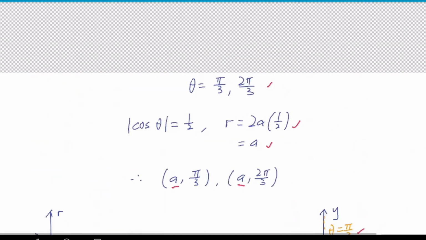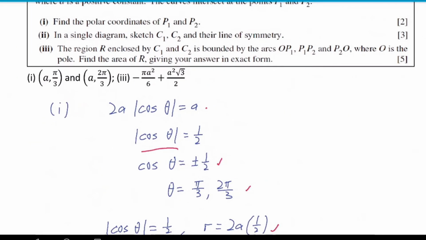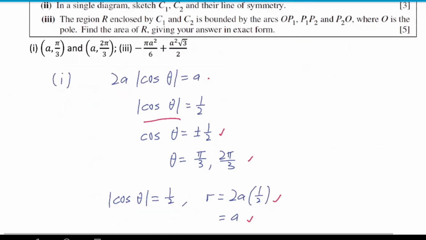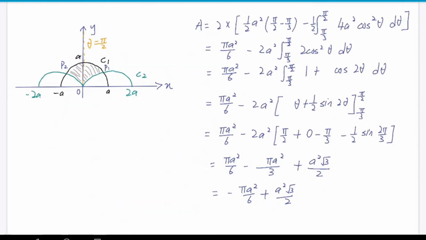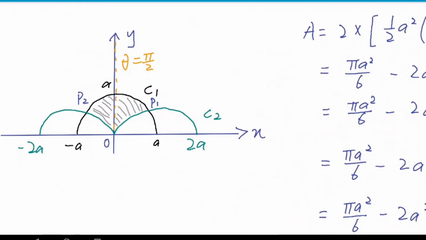What is the next one? Okay. So the region R is enclosed by the C1 and C2, bounded by the arcs OP1, P1P2, and also P2O, where O is the pole. Find the area of R, giving your answer in the exact form. Okay. So let's see where is the area. So this is the area.